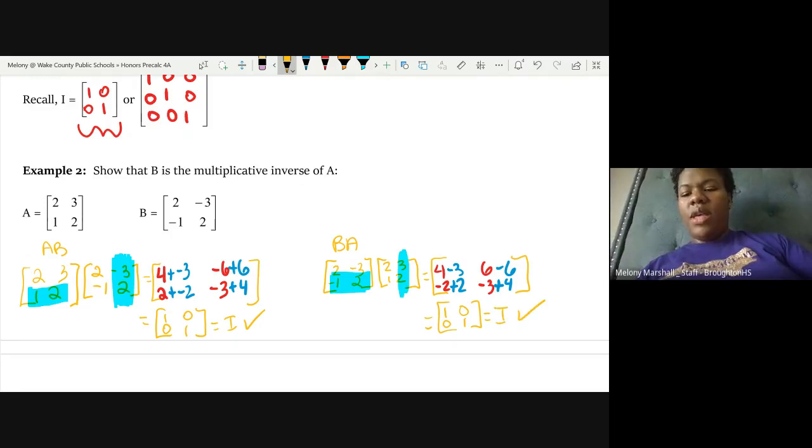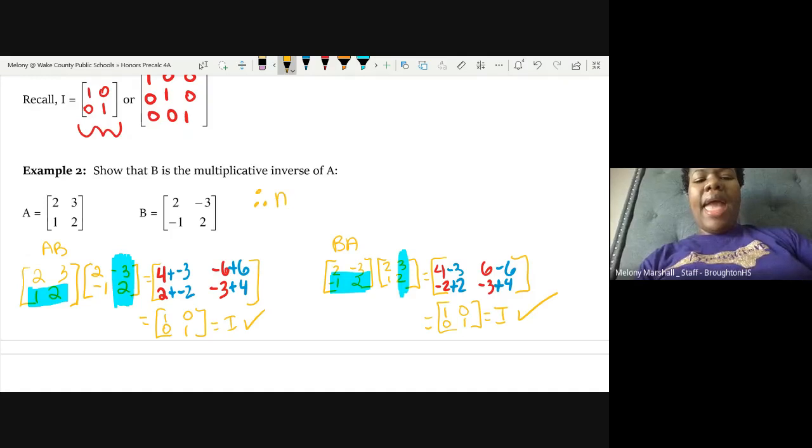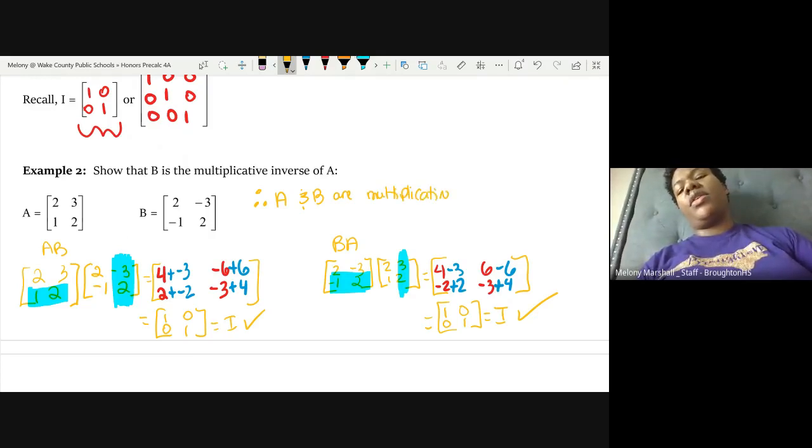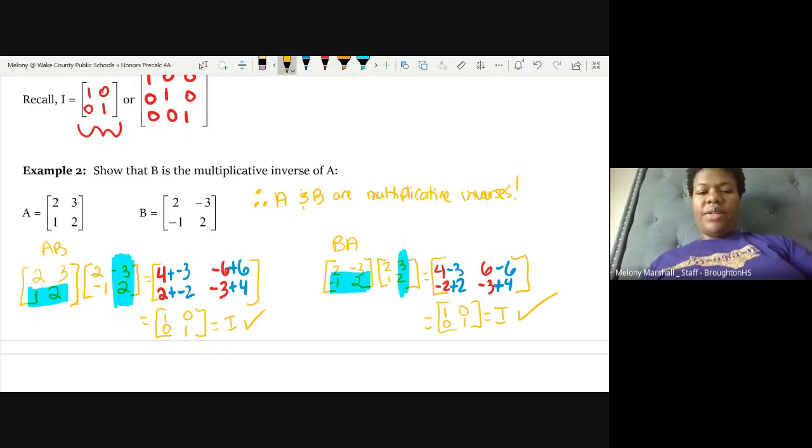So these are indeed, therefore, A and B are multiplicative inverses. Oh, this is such a long word. And we're done.